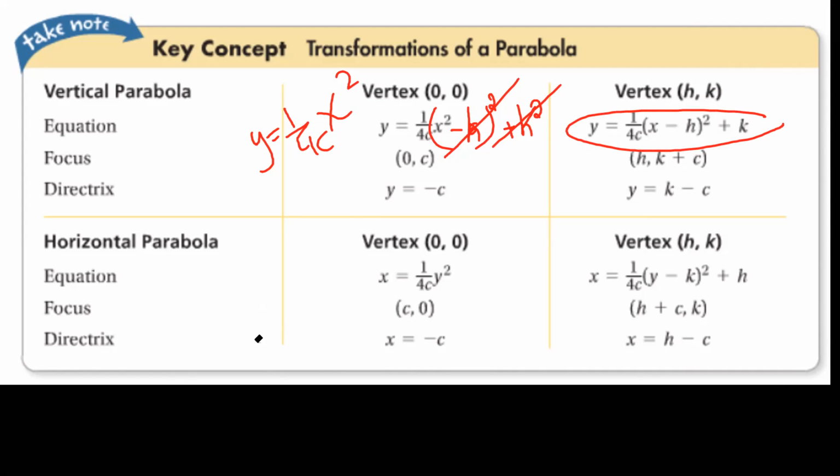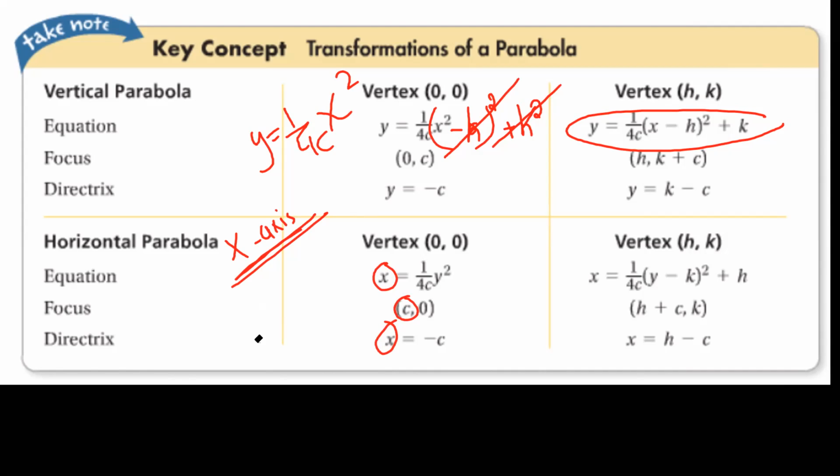Now let's talk about the horizontal parabola. As I told you before, I'm talking about the x-axis. Since I'm talking about the x-axis, I start with x, the value of x changes, and the directrix is with x too. The line of symmetry is on the x-axis too. So what will the equation be? The equation is x equals 1 over 4c y squared, the focus will be (c, 0), and the directrix is x equals -c.